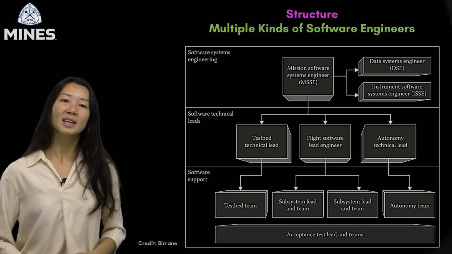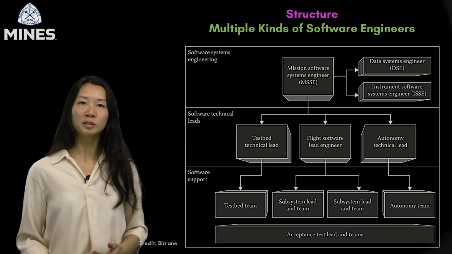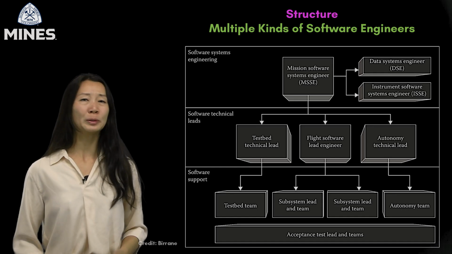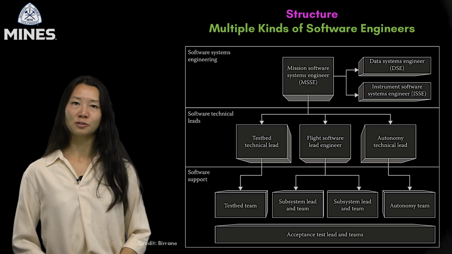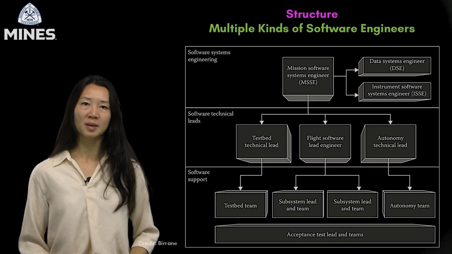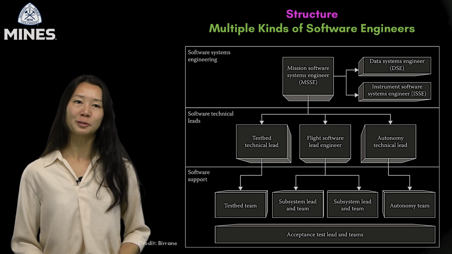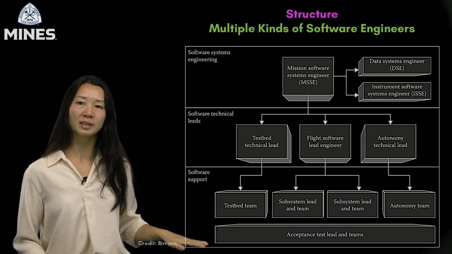So far, we've looked at kinds of software that are needed to run a space robot, from low-level drivers to high-level mission applications. But now let's talk about who builds all of that. This diagram breaks down the organizational structure of a typical flight software team. It highlights that, just like the software itself, the engineering roles are layered, from mission-level systems thinking to component-level development and testing.